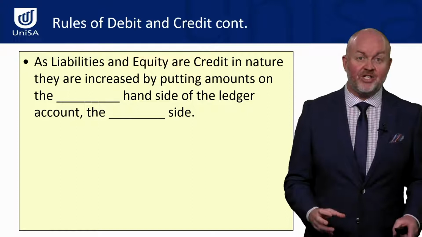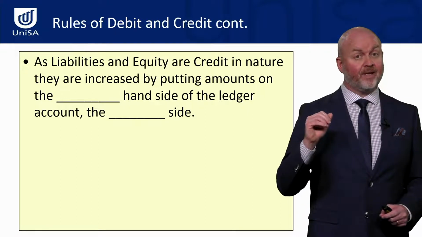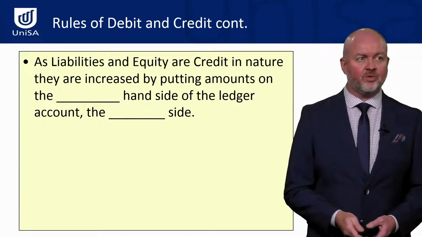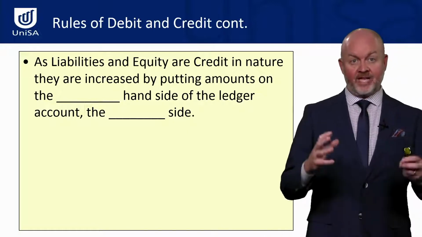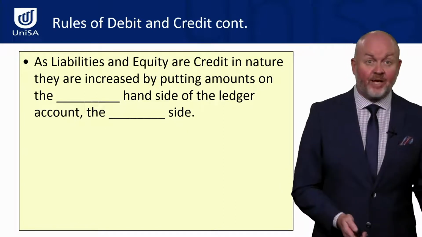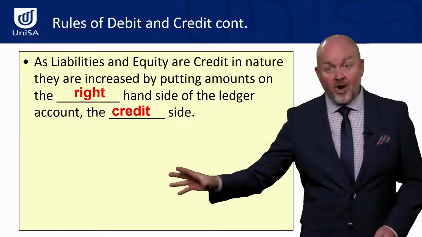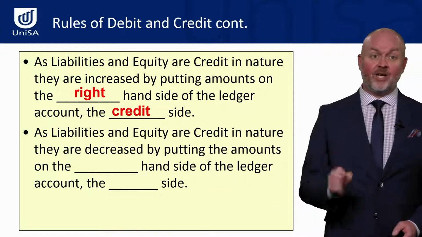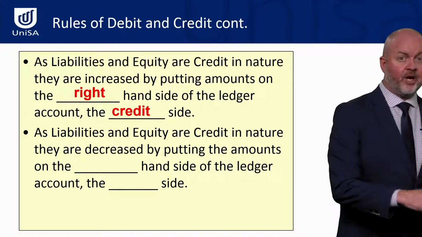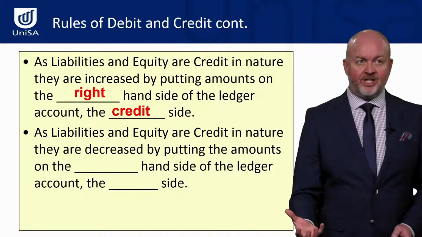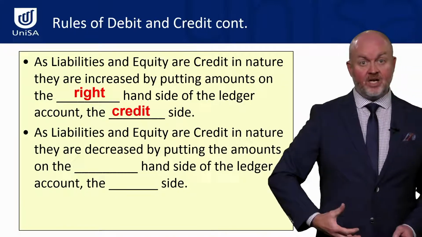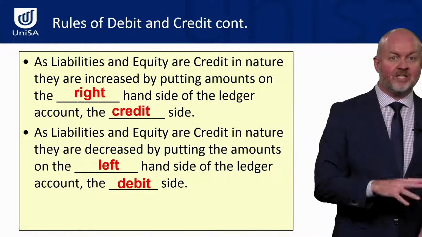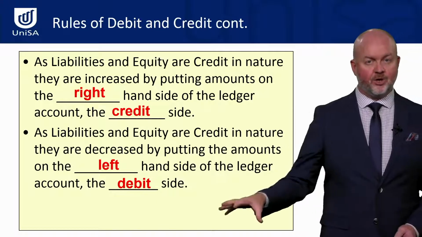Well, remember the definitions that we've talked about in terms of income, in terms of expense. How do those things fit together? Firstly, this is just a summary of what we've just talked about. Liabilities and equity are credit in nature. That's what we've just determined. So therefore, they're increased by recording transactions on the right-hand side of the ledger or the credit side. Similarly, if I want to decrease those accounts, I do the opposite to what I do to increase them. If I want to decrease them, I record them on the left or the debit side. Just do the opposite to their normal nature.